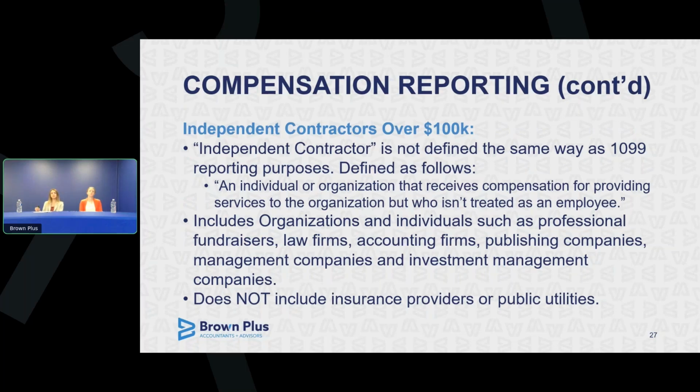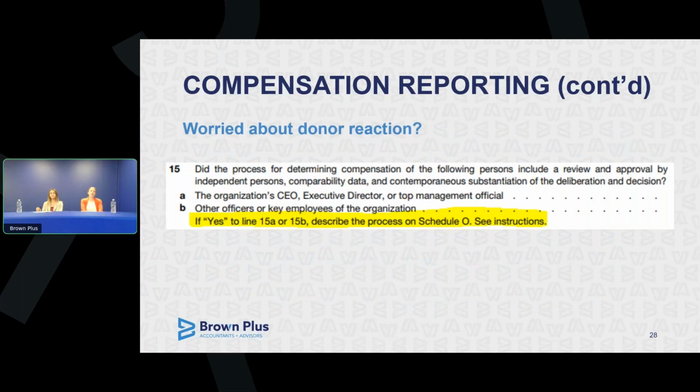Some very common examples of this are professional fundraisers, law firms, accounting firms, publishing or other marketing companies, management companies, which is a big one, and then investment management companies. So if you have any of these vendors over that threshold, you'll want to consider if they should be listed here. And it's important to note that there is a carve out for insurance providers and public utilities. Those do not qualify for this reporting.